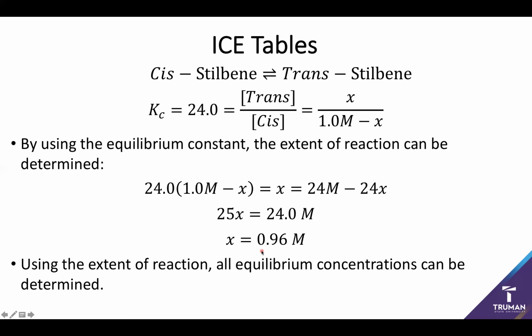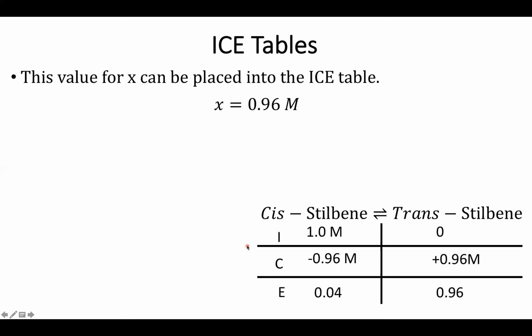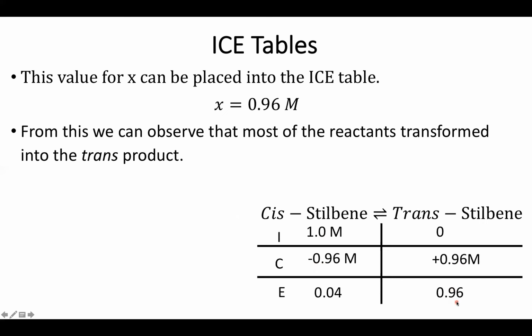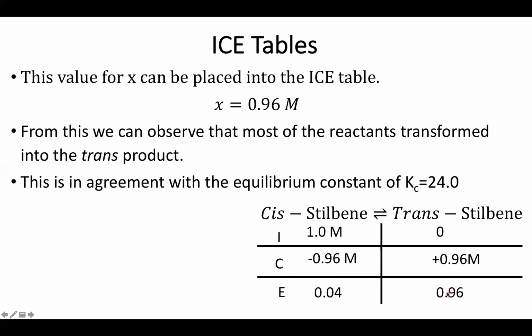Why is this useful? This is because I can now use this extent of reaction to plug back into my ICE table and solve for all of my molarities. So when I do this, I still have the same initial, but now my change is minus 0.96 and plus 0.96. Now this gives me an equilibrium value for cis of 0.04 molar and 0.96 molar for trans. And from this, we note that turns out I turned most of my reactants into trans-stilbene. That's pretty cool, but it also makes sense.